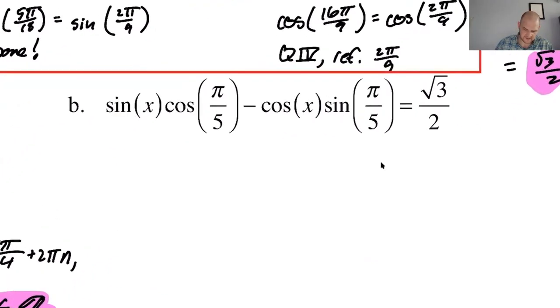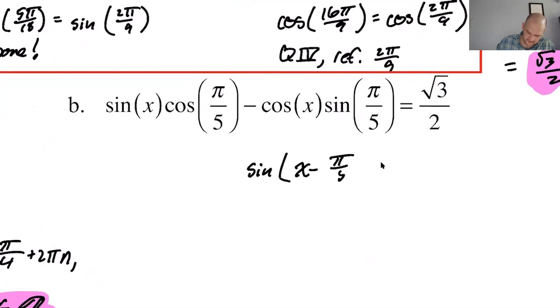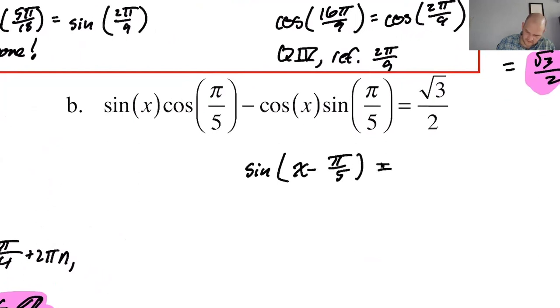So here, this one doesn't look that bad, and I think it's organized the way I want it to be, right? It's sine, cosine, cosine, sine. Perfect, sine of a minus b. So we got the sine of x minus pi over 5 equals radical 3 over 2.